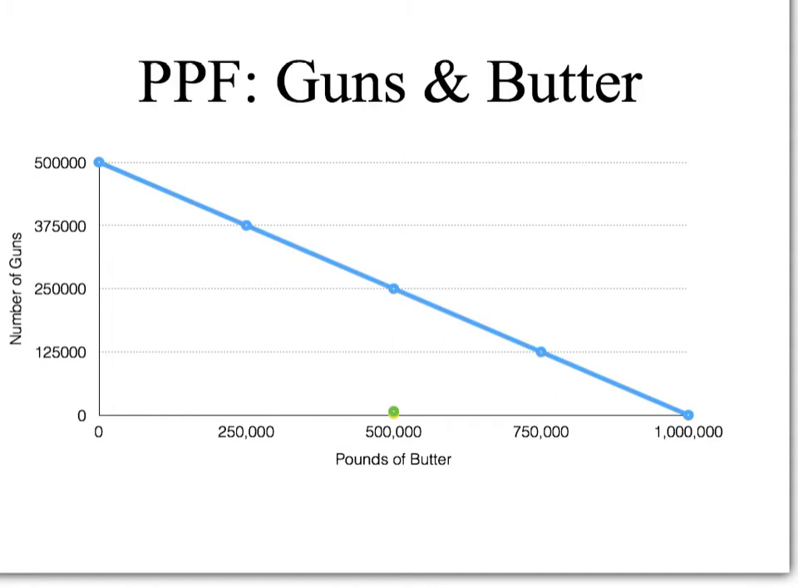All right. Let's also talk a little bit about opportunity cost. We talked about earlier, let me just relabel these points again, A, B, C, D, and E.